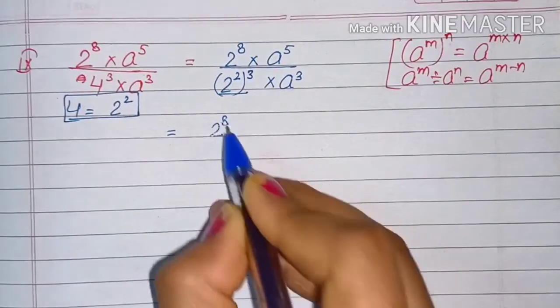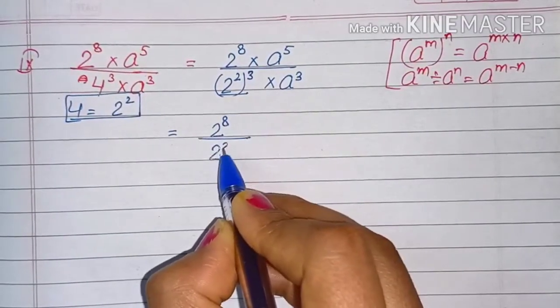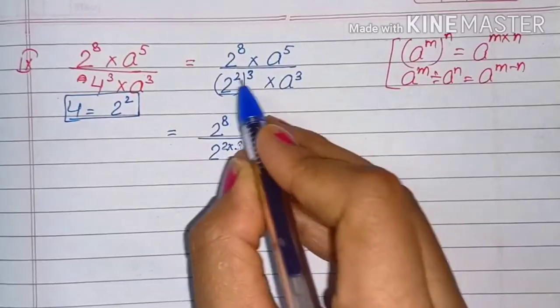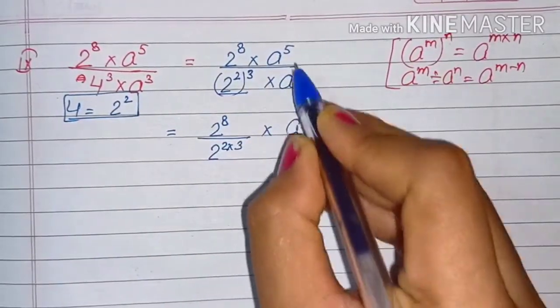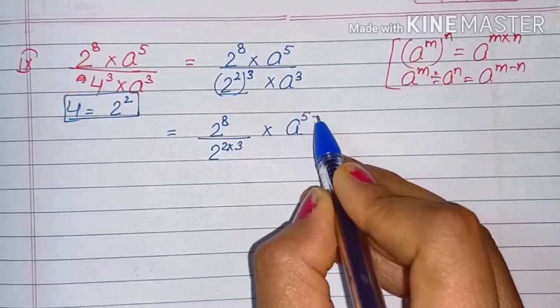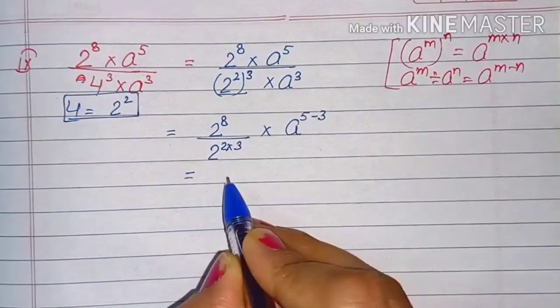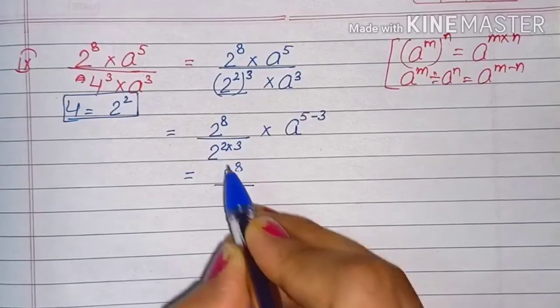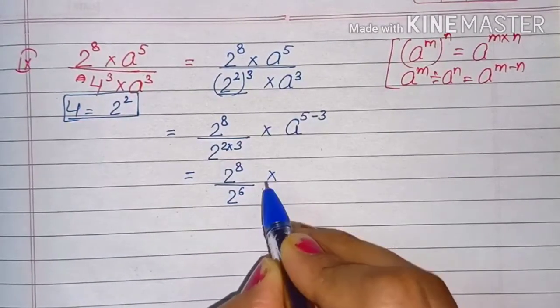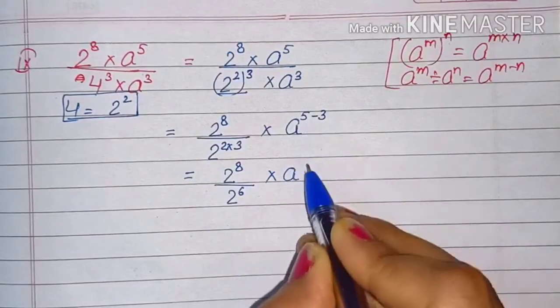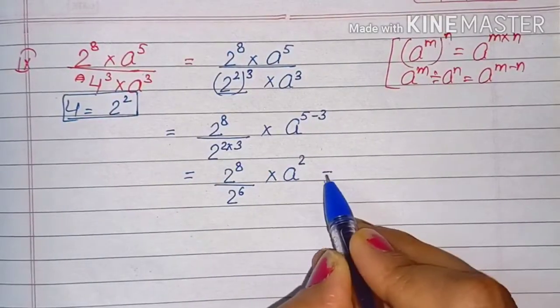2 raised to power 8 upon 2 raised to power 2 into 3. Power of power, multiply the powers. And here use the law: if division is there and bases are the same, then we will subtract the powers. Now it is 2 raised to power 8 upon 2 raised to power 6, multiplied by a raised to power 5 minus 3, which is equal to 2.